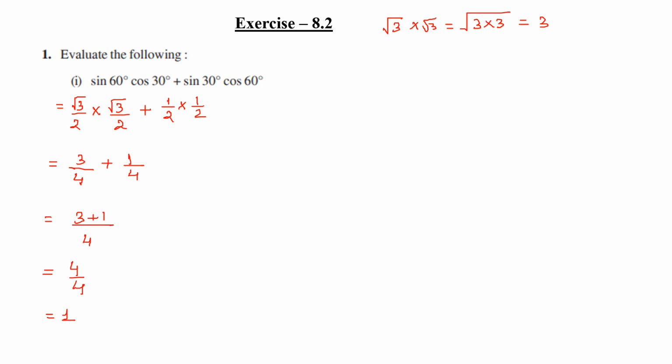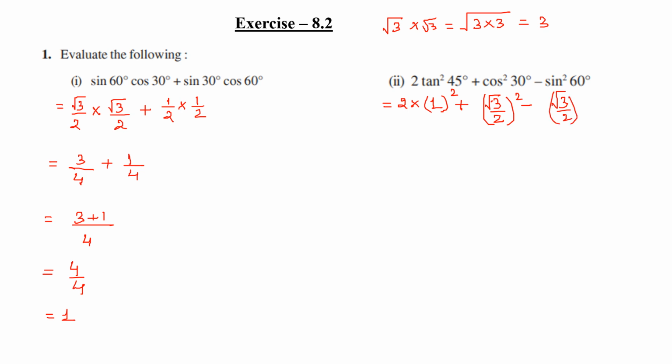Now moving to second part of it. Second one is 2 tan square 45 degree plus cos square 30 degree minus sin square 60 degree. Okay. So 2 times tan square 45 degree and we know that tan 45 is 1. So square of it. So 1 square plus cos 30 degree, the value is root 3 by 2. So cos square 30 degree means you have to do the square of it minus sin square 60 degree. Sin 60 is root 3 by 2. So sin square 60 degree will be root 3 by 2 whole square.